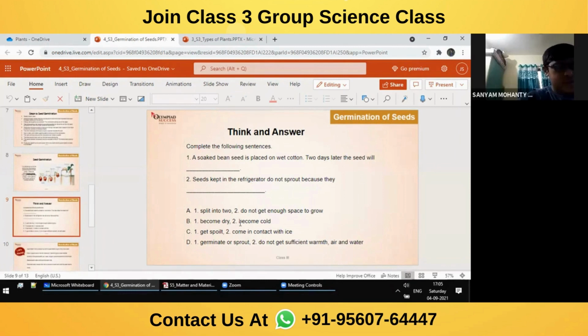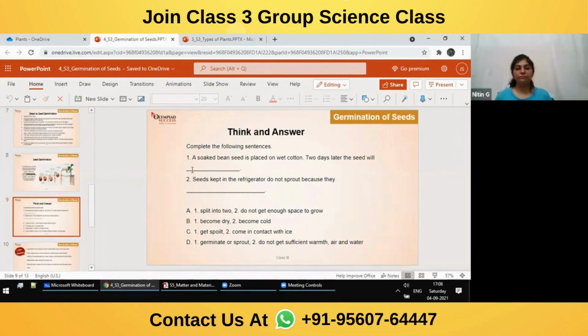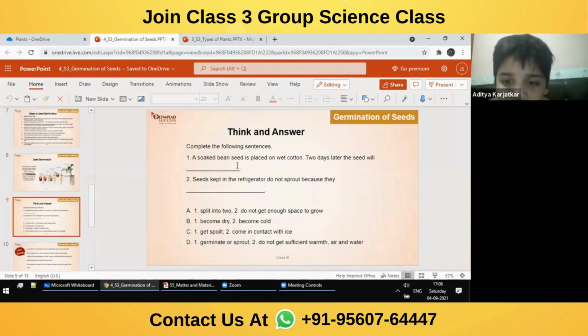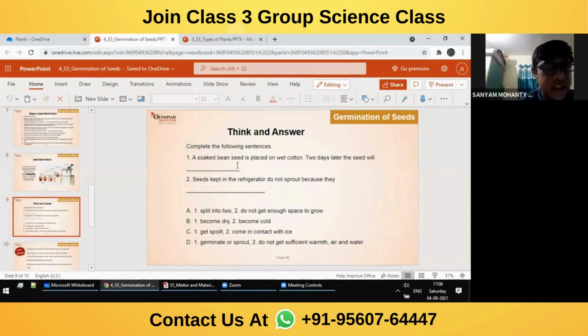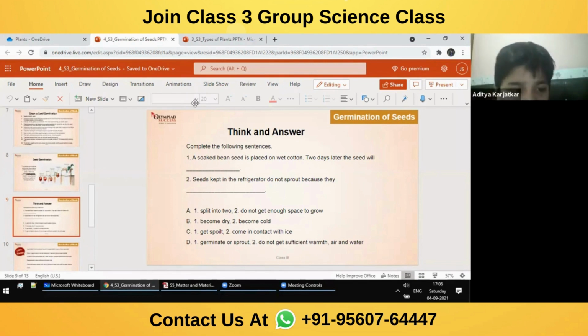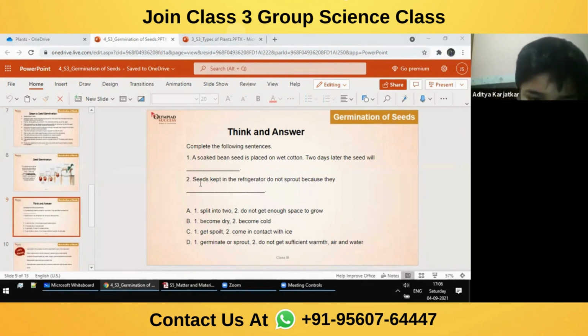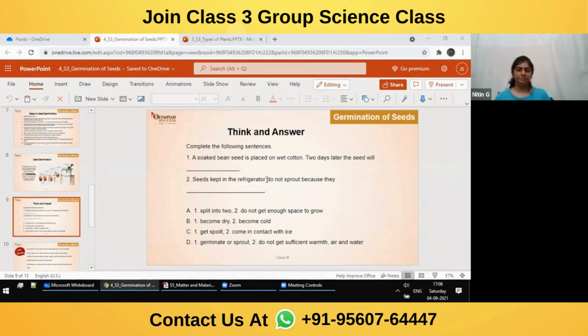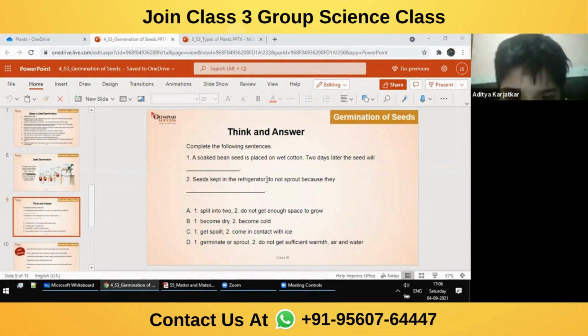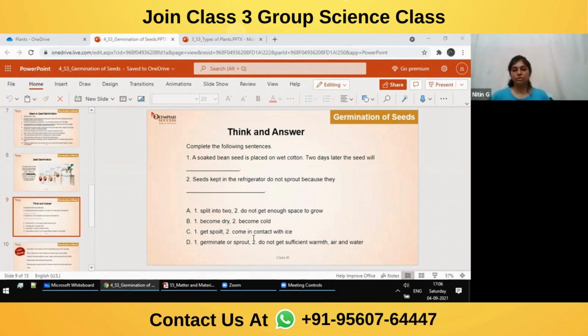Aditya, can you please read the first and second statements and then tell the answer? A soaked bean seed is placed on wet cotton. Two days later, the seed will dash. Second part: seeds kept in the refrigerator do not sprout because they dash. Now tell the answer out of the four options.